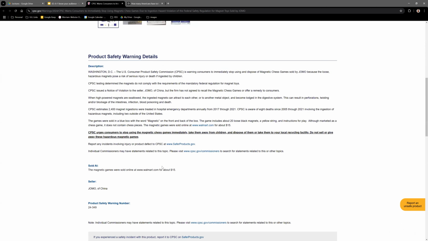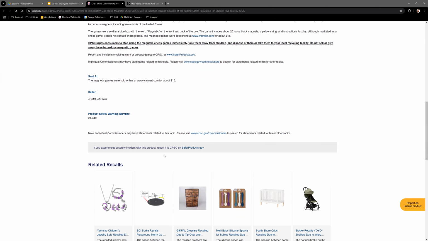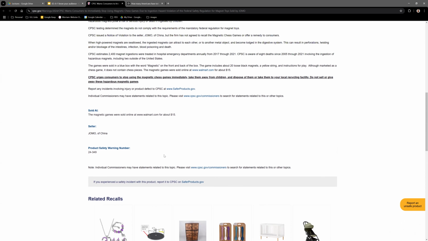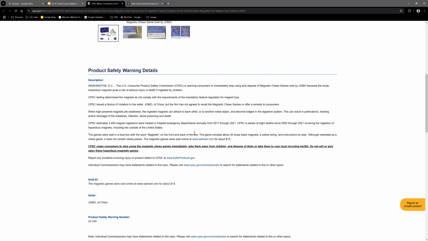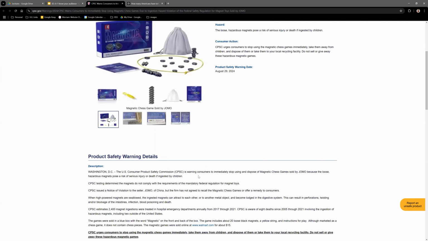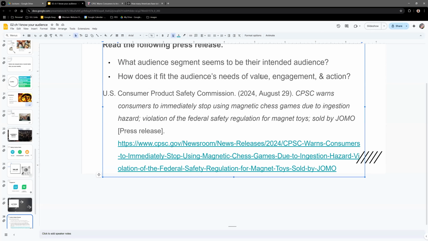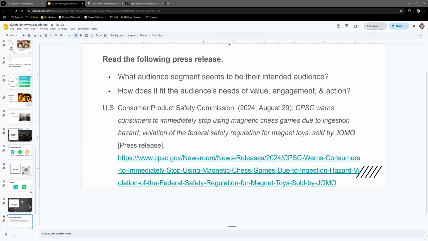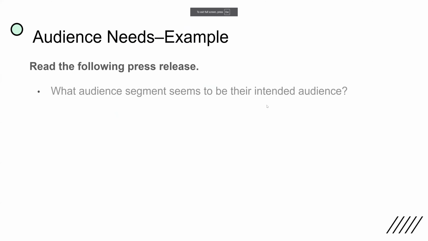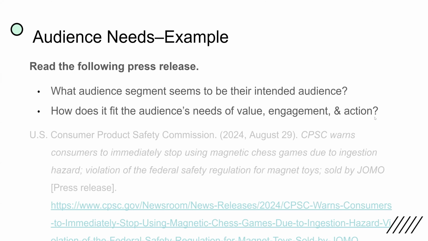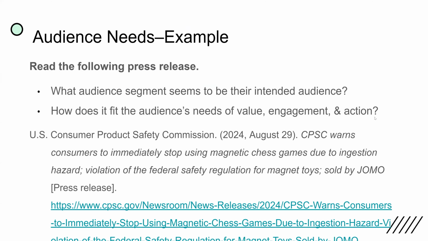So they have very clear directions and they give the audience a very clear explanation of what's going on and why you should stop and why they're reporting this and where you can report any incidents involving injury or product defect. So we have multiple actions available to our audience here. And it seems like their intended audience is going to be families with young children, and they want people to be aware of this problem and, of course, to stop using the product and dispose of it.